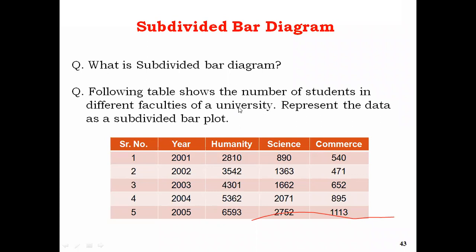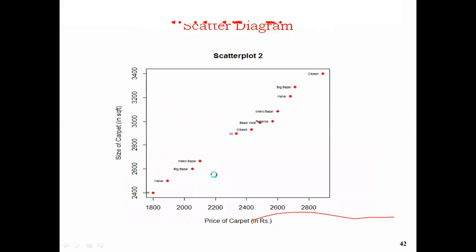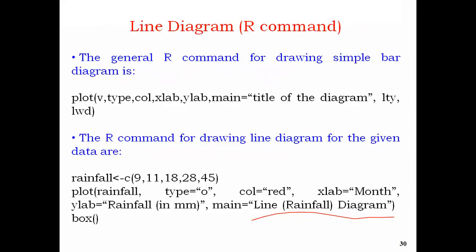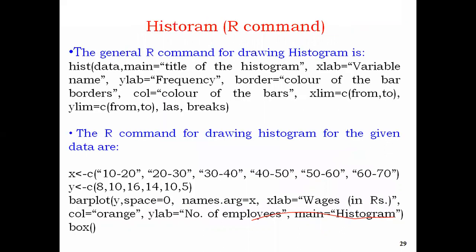So what is given here? The number of students for humanities, science or commerce. In 2001, how many students are in humanities? 2810. For science 890, commerce 540. In a single bar, you have to show these within the single bar for only 2001, only one year.